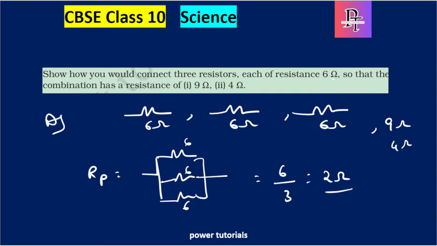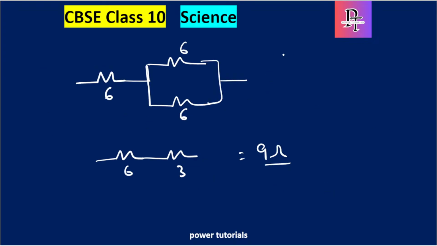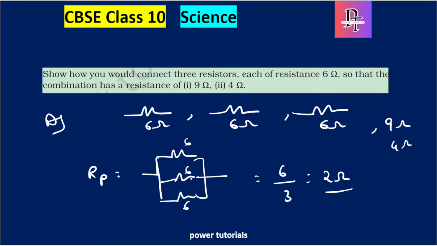So 4 ohms, I don't think it is possible, because let's take other criteria for how to connect. We can connect all three in series, it will be 18. All three in parallel, we already tried, we'll get 2 ohms only. Let me check, just give me a minute.